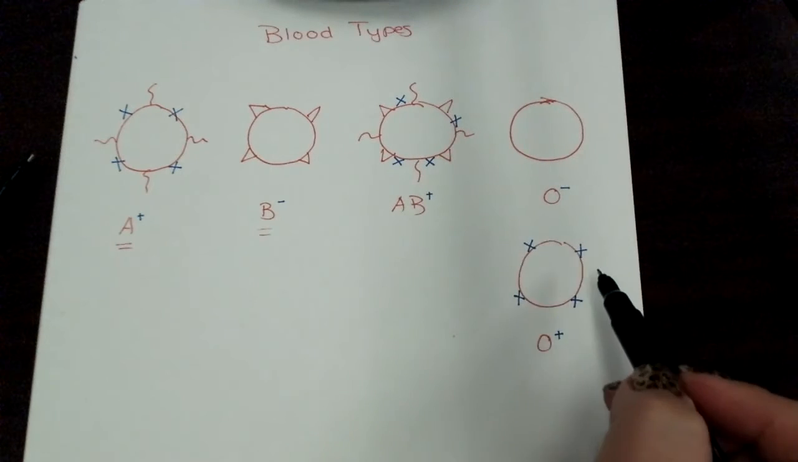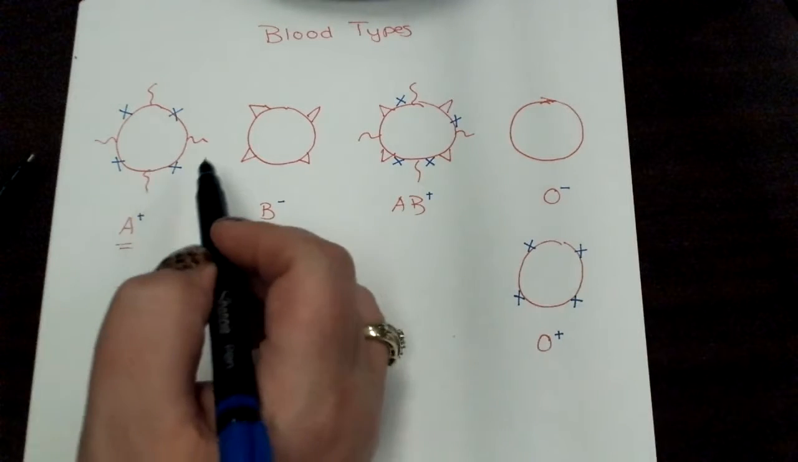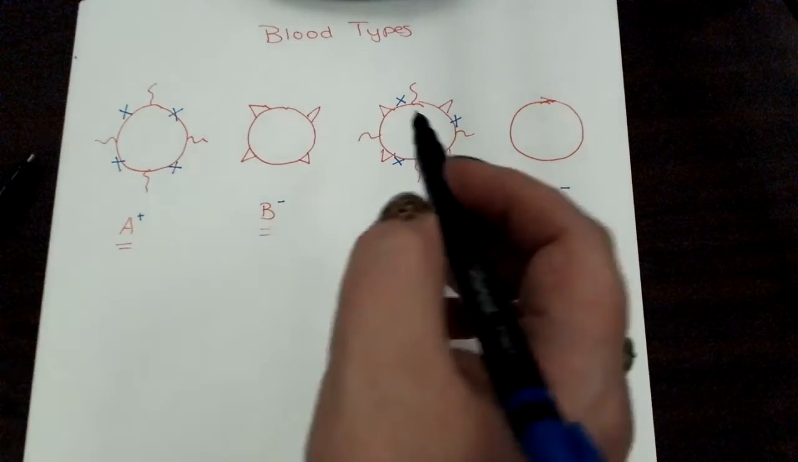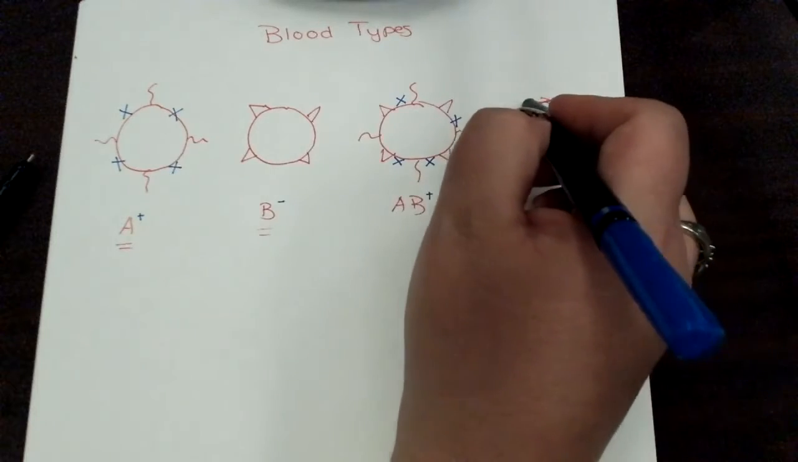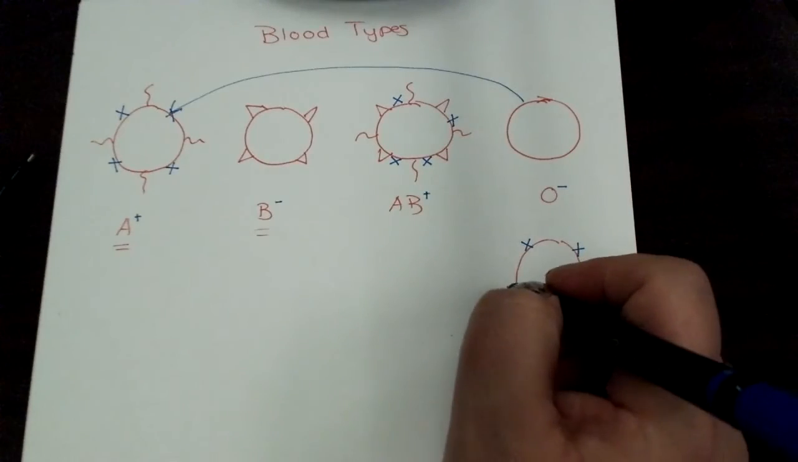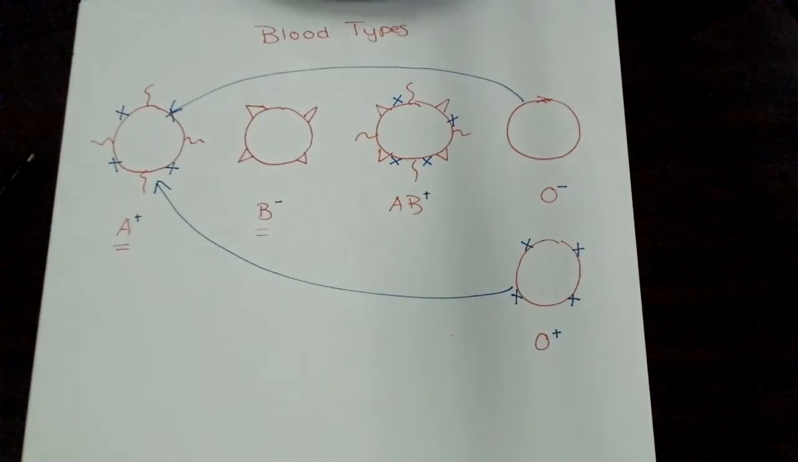Or I could give them O positive because there's no antigens other than the X's, and they've got the X's. So that means for this guy, he could get a donation from O negative. He could get a donation from O positive. And of course, he could get a donation from his own A negative or A positive.